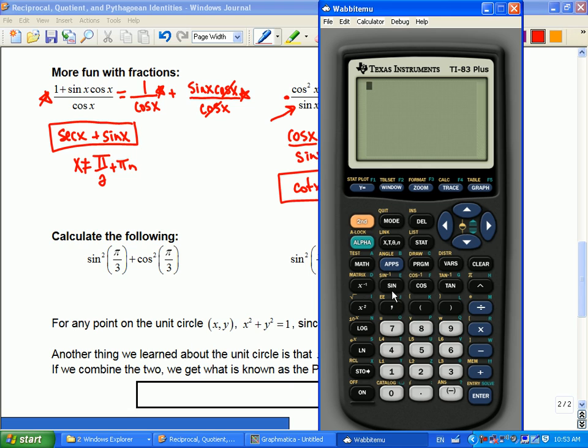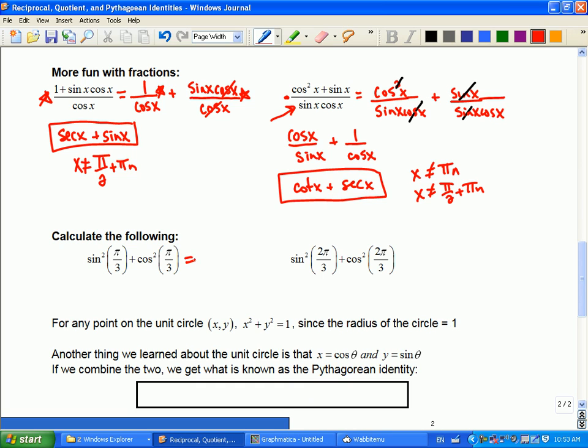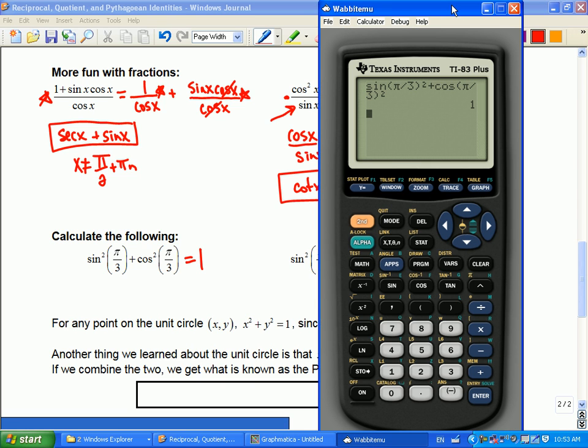So we're just going to try calculating some values here. I'm going to try sine of pi over 3 squared plus the cosine of pi over 3 squared. And I get 1. Nice and simple, right? I must have thought long and hard ahead of time to make sure that I got a nice simple answer like that.